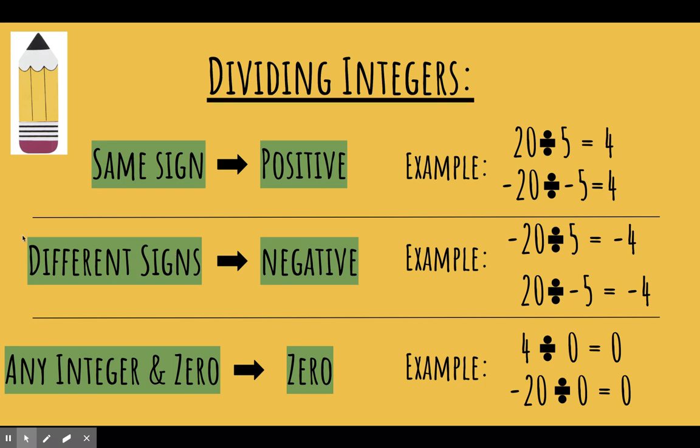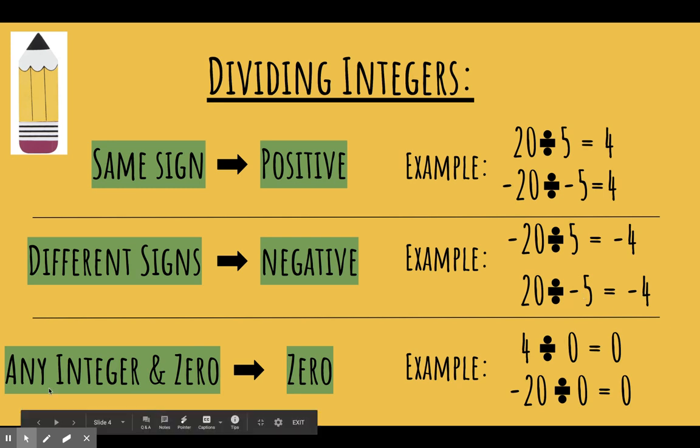Next, we have different signs. The answer is going to be negative. So we have negative 20 divided by 5 equals negative 4. So that's a negative and a positive equal a negative. Then we have 20 divided by negative 5 equals negative 4. That's a positive and a negative equals a negative.